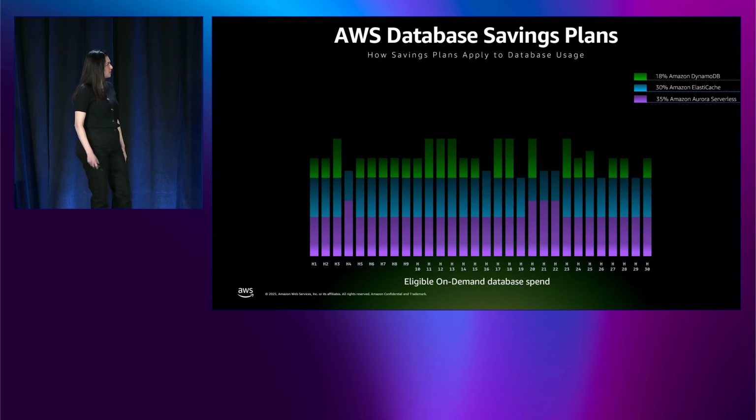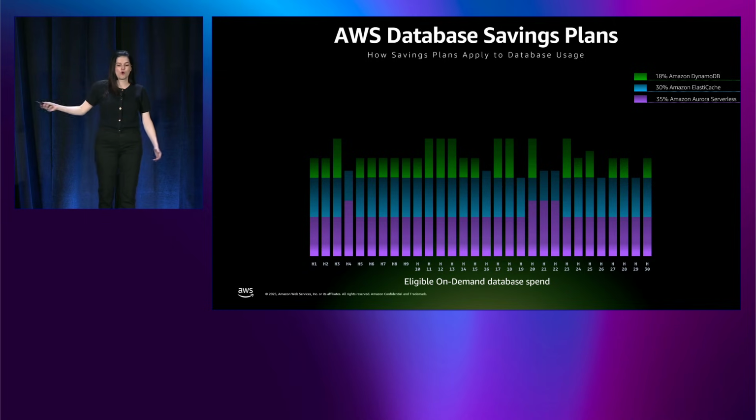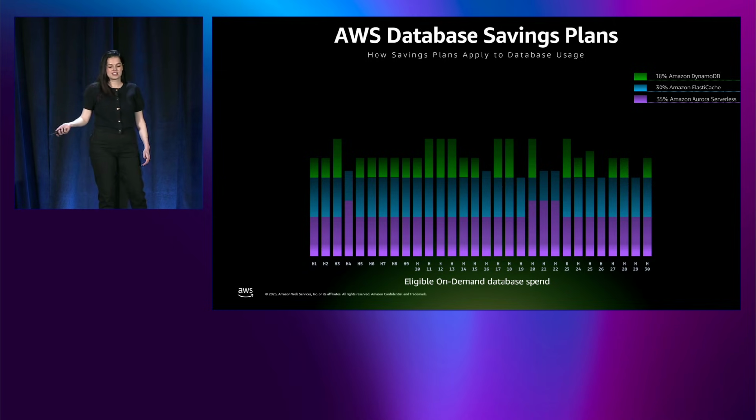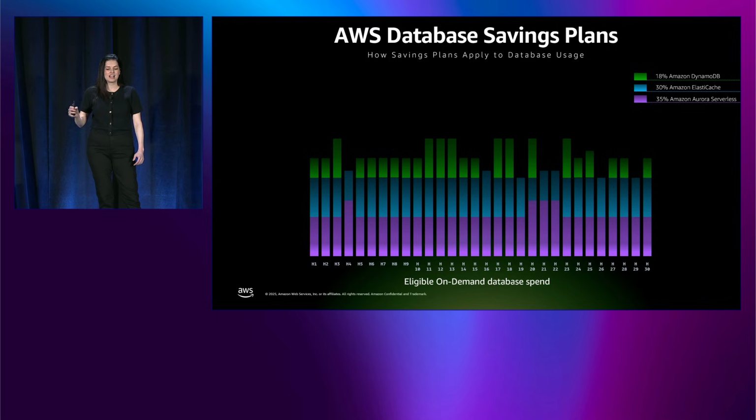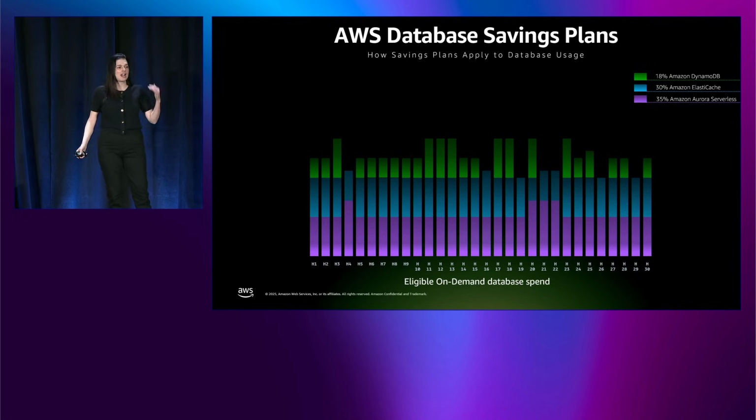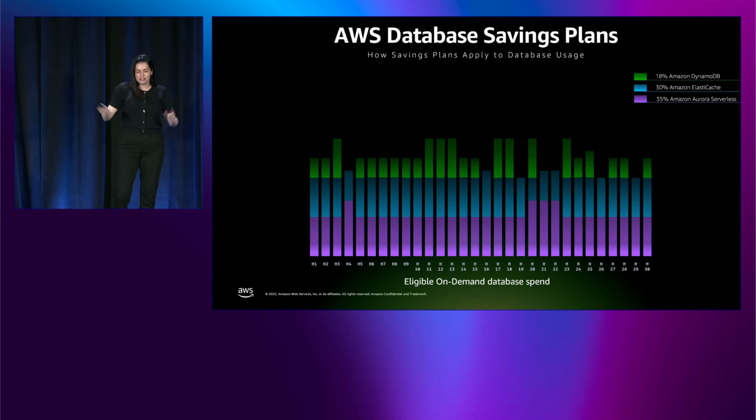After you purchase the savings plan, it will start to apply to your usage. In this example, we show Aurora serverless with a 35% discount, ElastiCache, and DynamoDB. Once you purchase the database savings plan, it will apply to the service with the highest discount first, so in this case 35% on serverless Aurora. Once it applies to that, it will trickle to ElastiCache and finally to DynamoDB. In this way, it maximizes the savings you get from the purchase because it applies to the highest discount first.